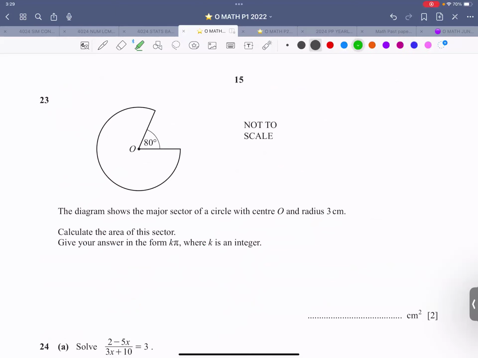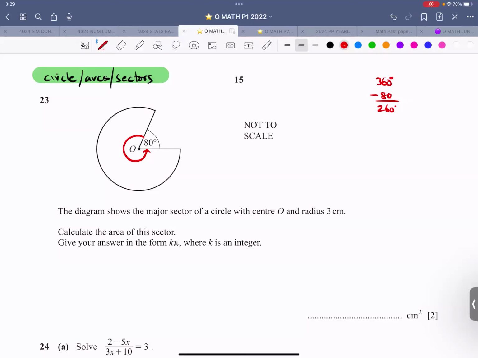So now another mensuration question. So this is about circles, arcs, and sectors. Let's see which one it is. The diagram shows a major sector of a circle. So for the major sector, let me first outline the angle right away. That is 360 minus 80. That comes out to be 260. So this angle is 260.